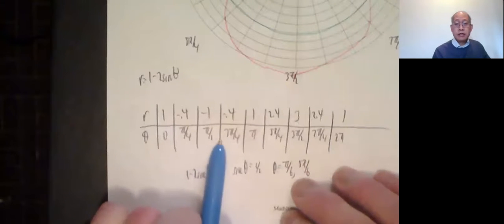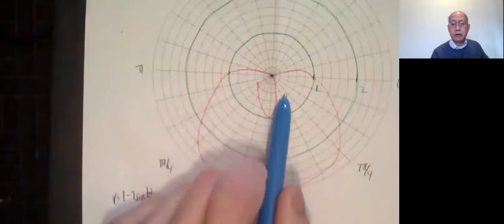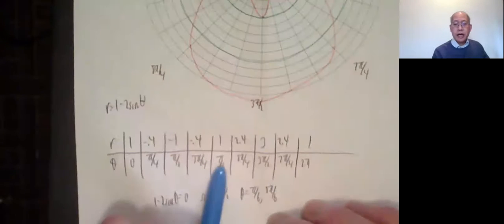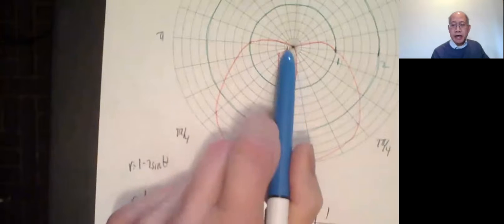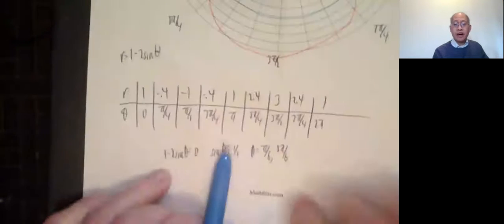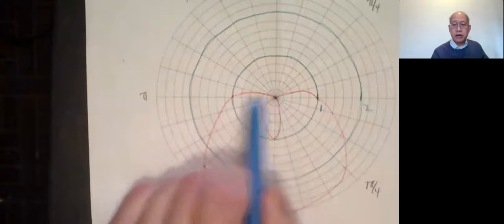And then 3 pi over 4, negative 0.4. So you're aiming this way, but again, you back up. So you back up there. And then pi, I'm at 1, which is over here. And yes, I come back into the pole at 5 pi over 6. So at 150 degrees, I come back into 0, and then I come back out.